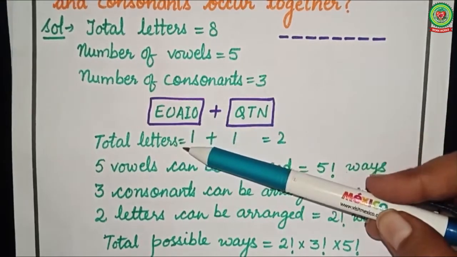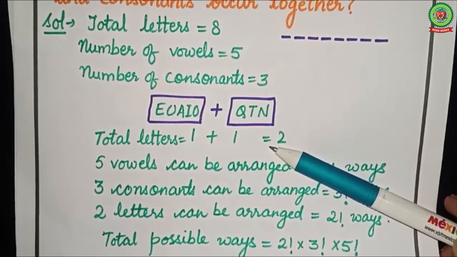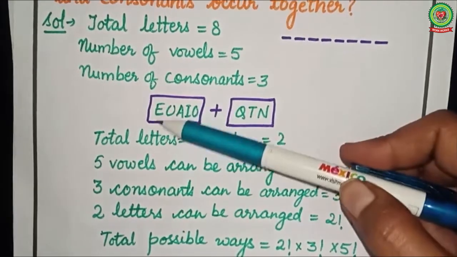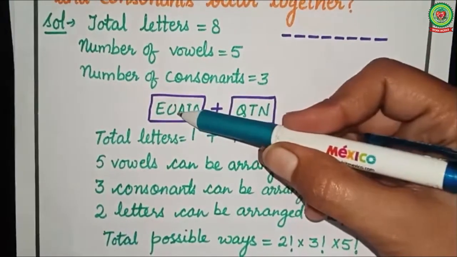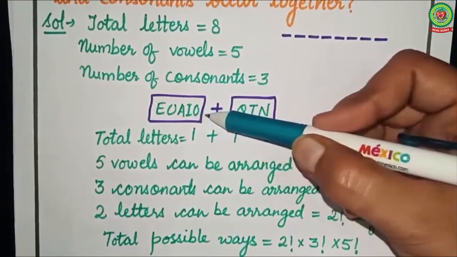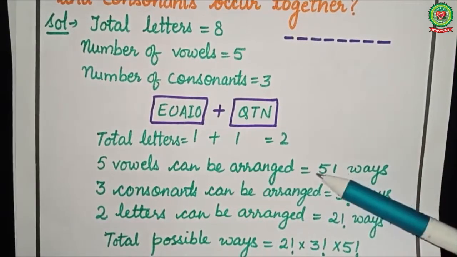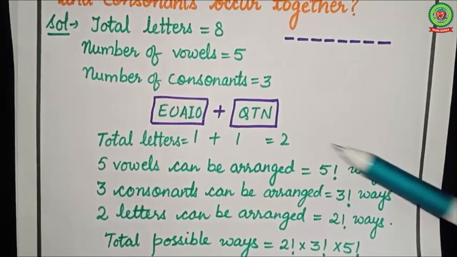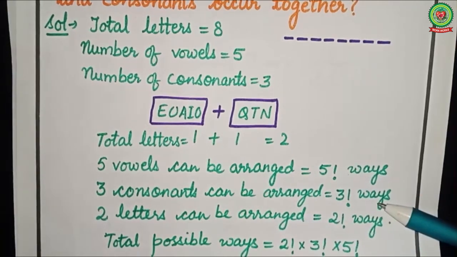So total letters here we are having 1 plus 1, that is 2 letters. Now there are 5 vowels in the first box. So these 5 vowels can arrange themselves in 5 factorial ways. Similarly, 3 consonants can be arranged in 3 factorial ways.